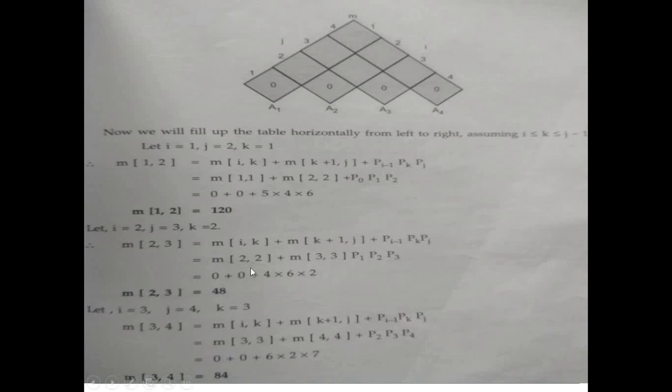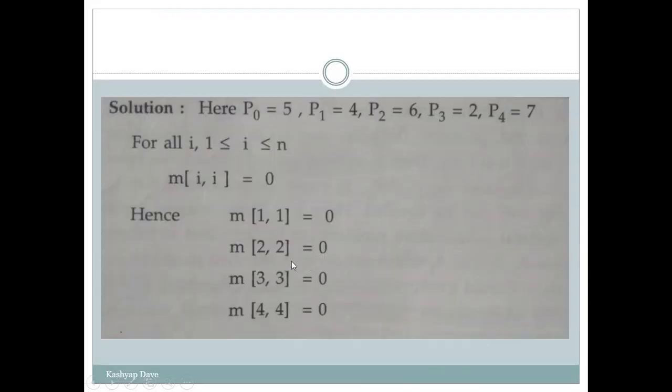Okay, so here i to k means 2 to 2, so m22, and from k plus 1, 2 plus 1, 3, and j is also 3 here. So m22 is 0 here, m33 is 0 here, and p[i-1] means p1, p[k] means p2, and p[j] means p3 here. Okay, so our multiplications for matrices A2 and A3 will be 48.